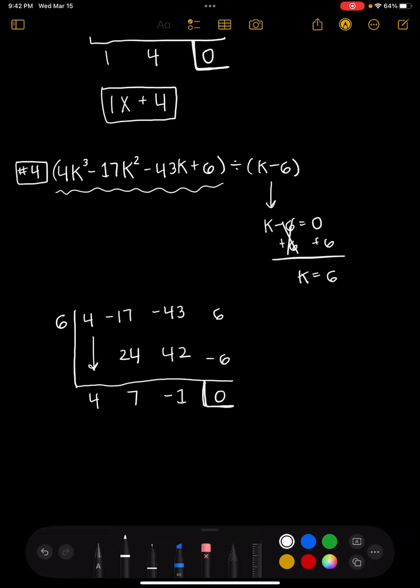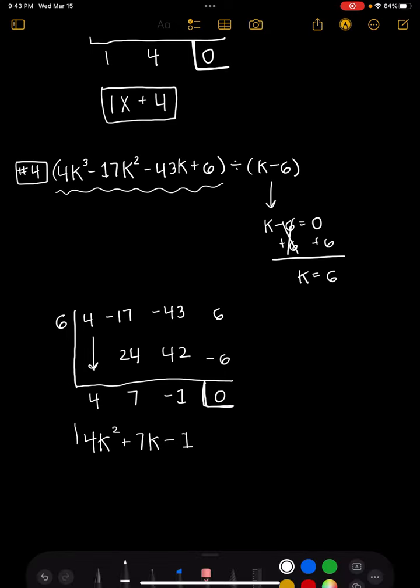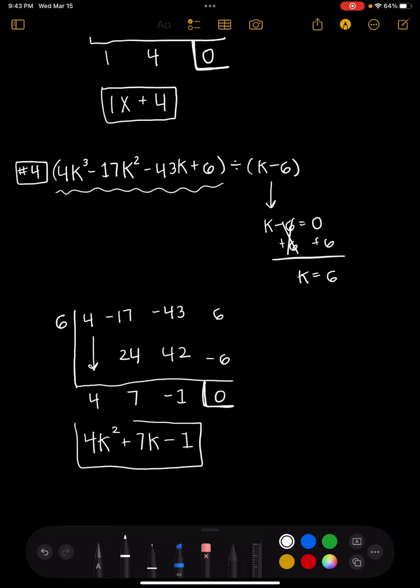To put my k's back into it, my original polynomial started with k to the third as my highest exponent, so my answer will start with k squared as my highest exponent. So I'm going to have 4k squared plus 7k minus 1. Notice on this one I had to drop a k and then drop a k again because you started with k cubed, but you can't just take both of those k's away. You have to keep on taking one away at a time. So you had k squared, then k, then something without a k. And this is my final answer. And this is how we divide polynomials.